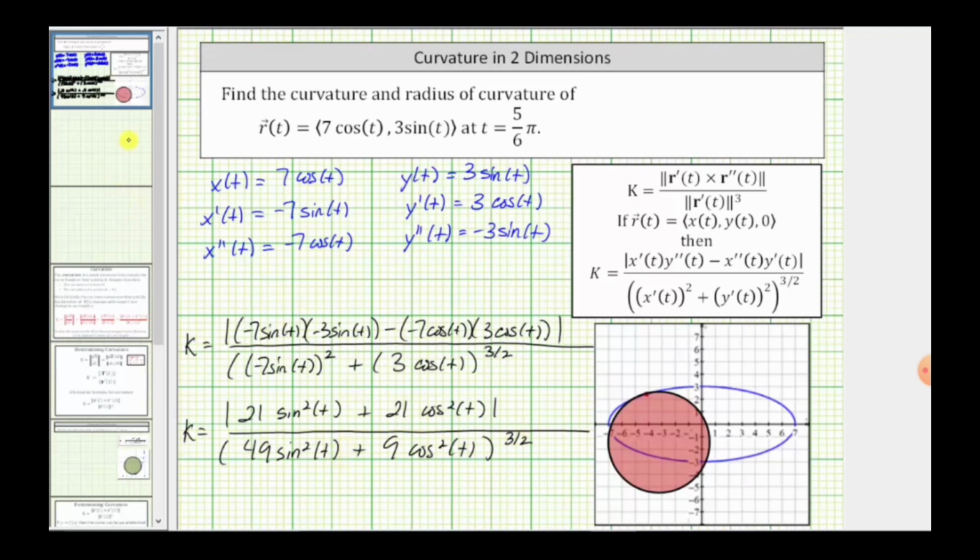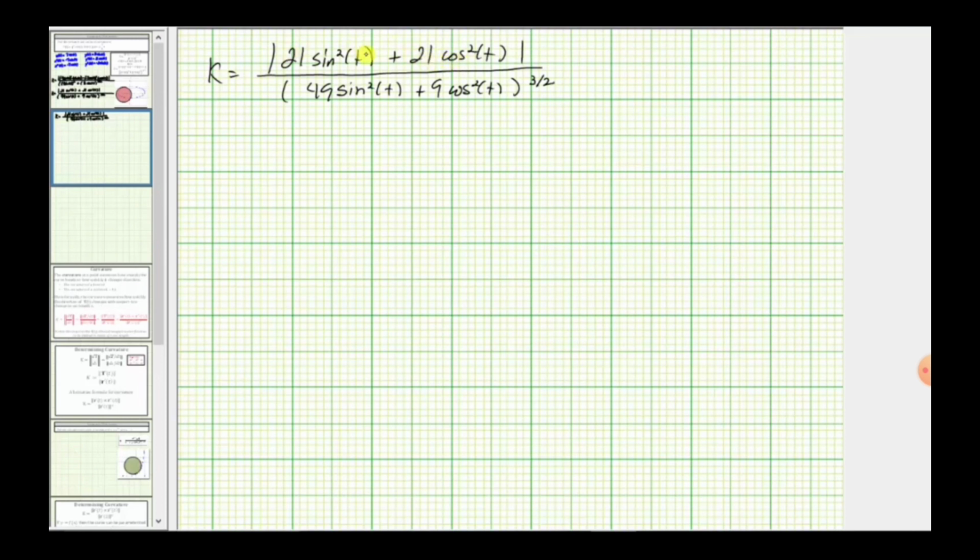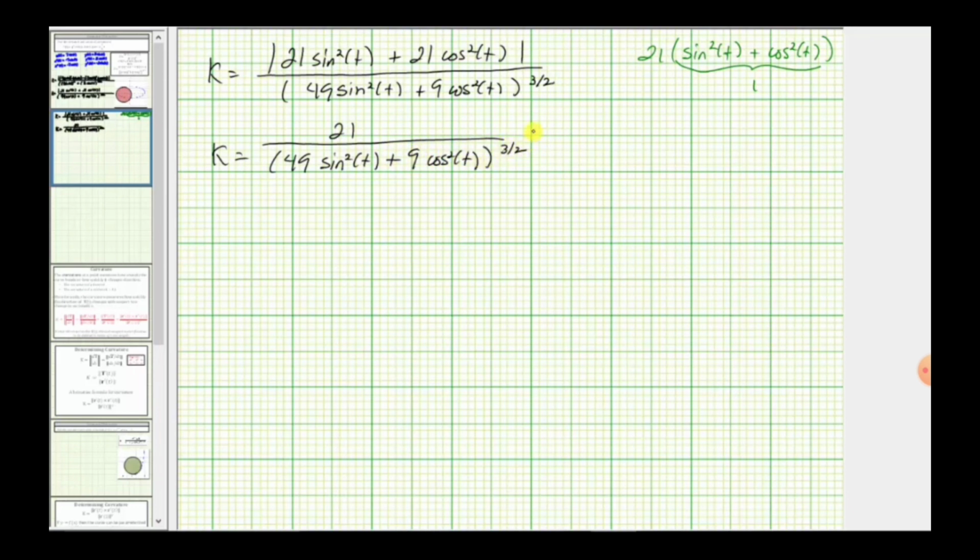Let's continue on the next slide. Looking at the numerator, we have a common factor of 21. To factor out the 21, we have 21 times the quantity sine squared t plus cosine squared t. We should recognize that sine squared t plus cosine squared t is equal to 1, and therefore the numerator simplifies to the absolute value of 21, which is 21. And the denominator remains the same. We have 49 sine squared t plus 9 times cosine squared t raised to the 3/2 power.